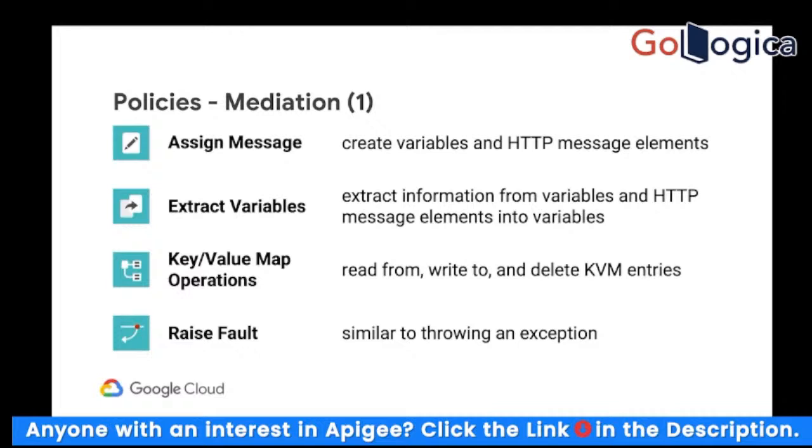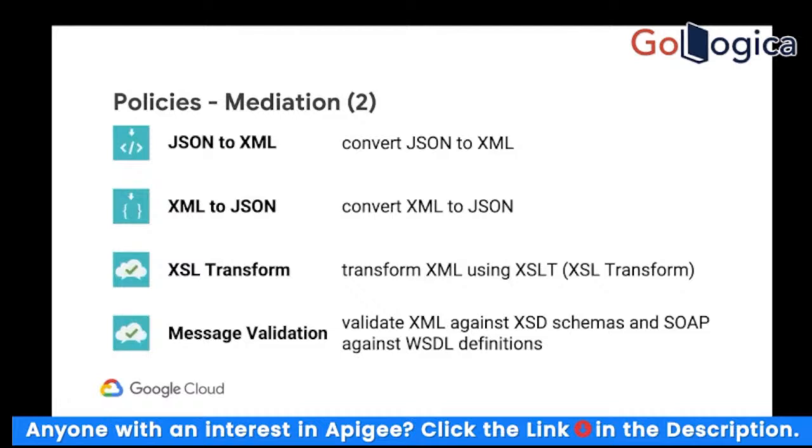We will cover each policy in detail. Now we also have JSON to XML and XML to JSON policies. This is very useful, especially in our REST to SOAP and SOAP to REST conversion.